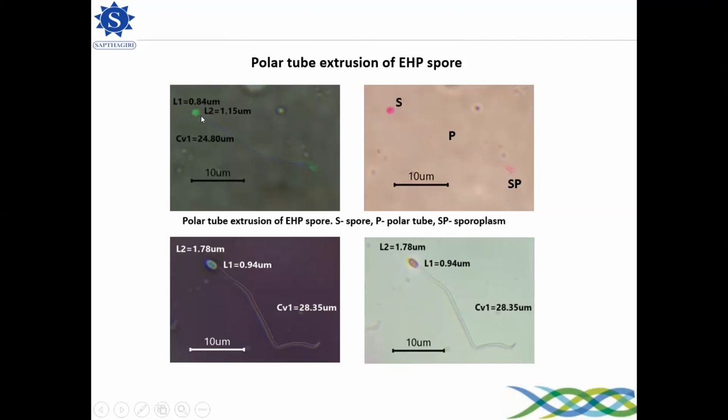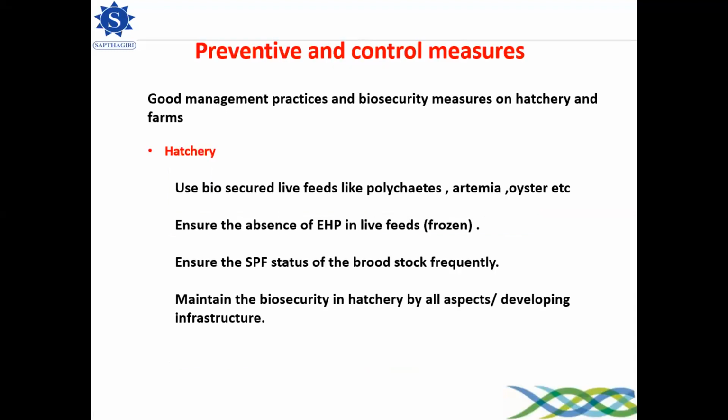So to control EHP, there are two options. One is that before infecting the cells, it has to be inactivated, or else within the cells. The better method is that before infection it has to be inactivated. So use only biosecured live feeds like polychaetes, Artemia, oyster. Every live feed has to be checked to ensure the absence of EHP.